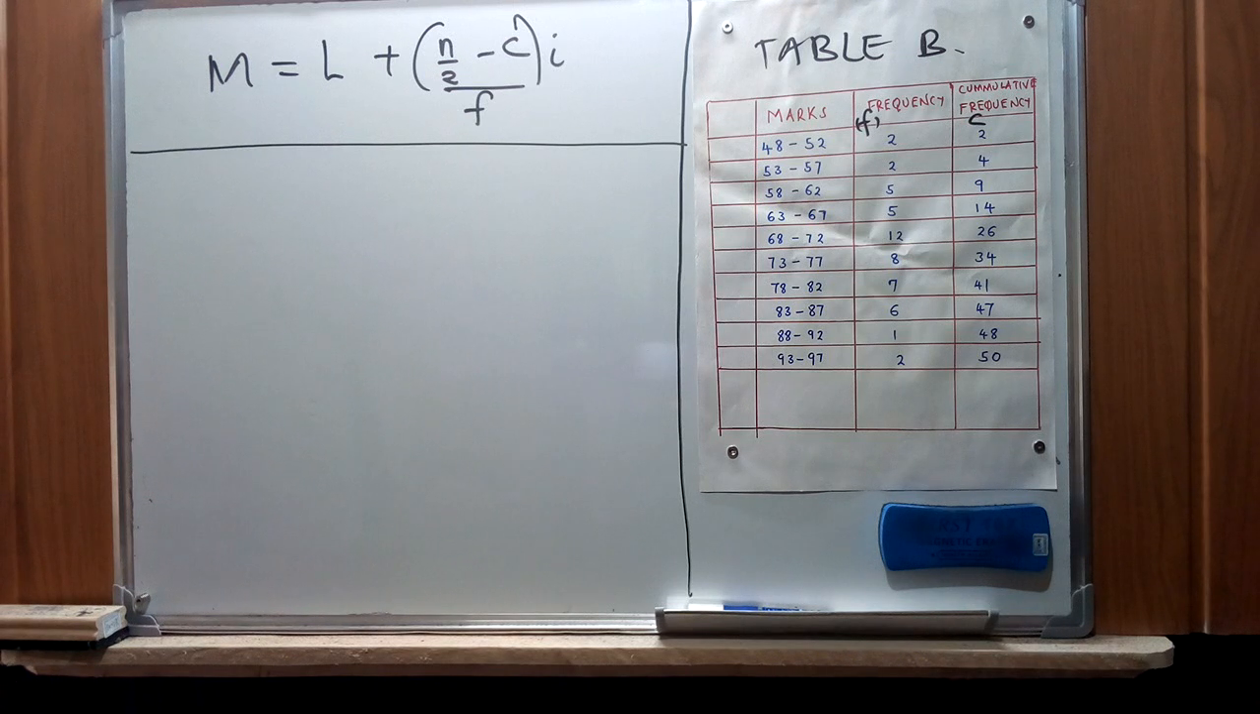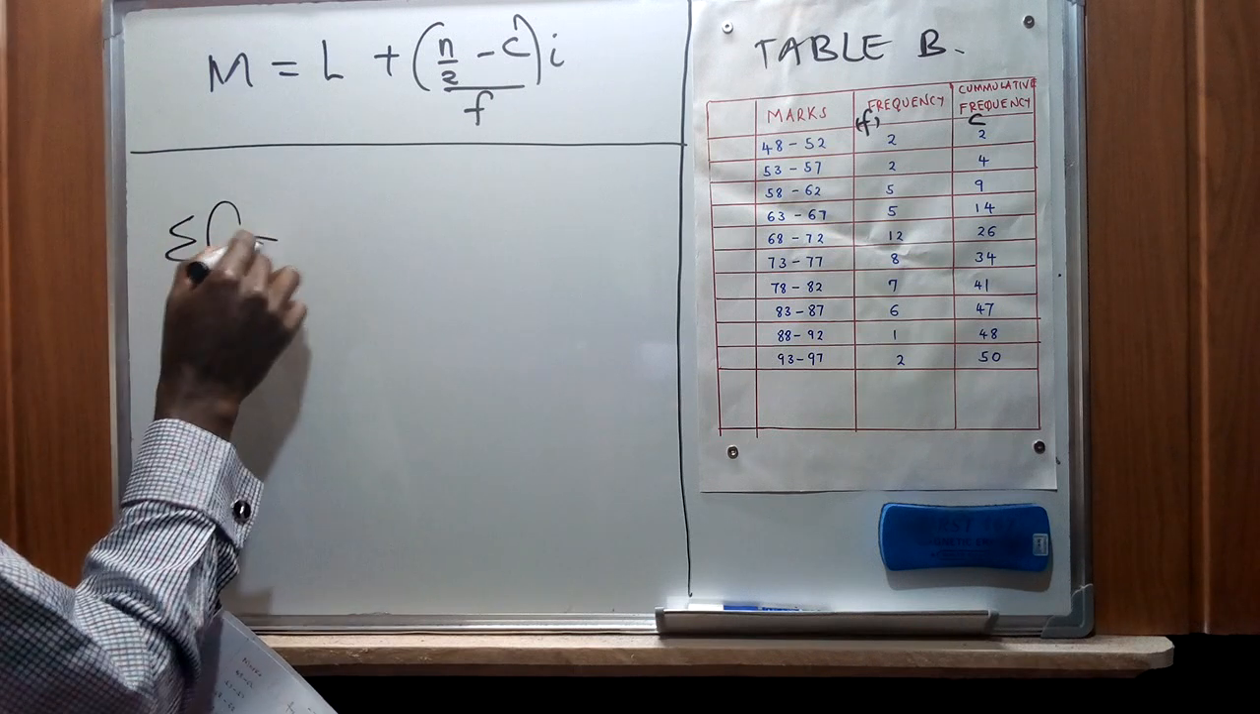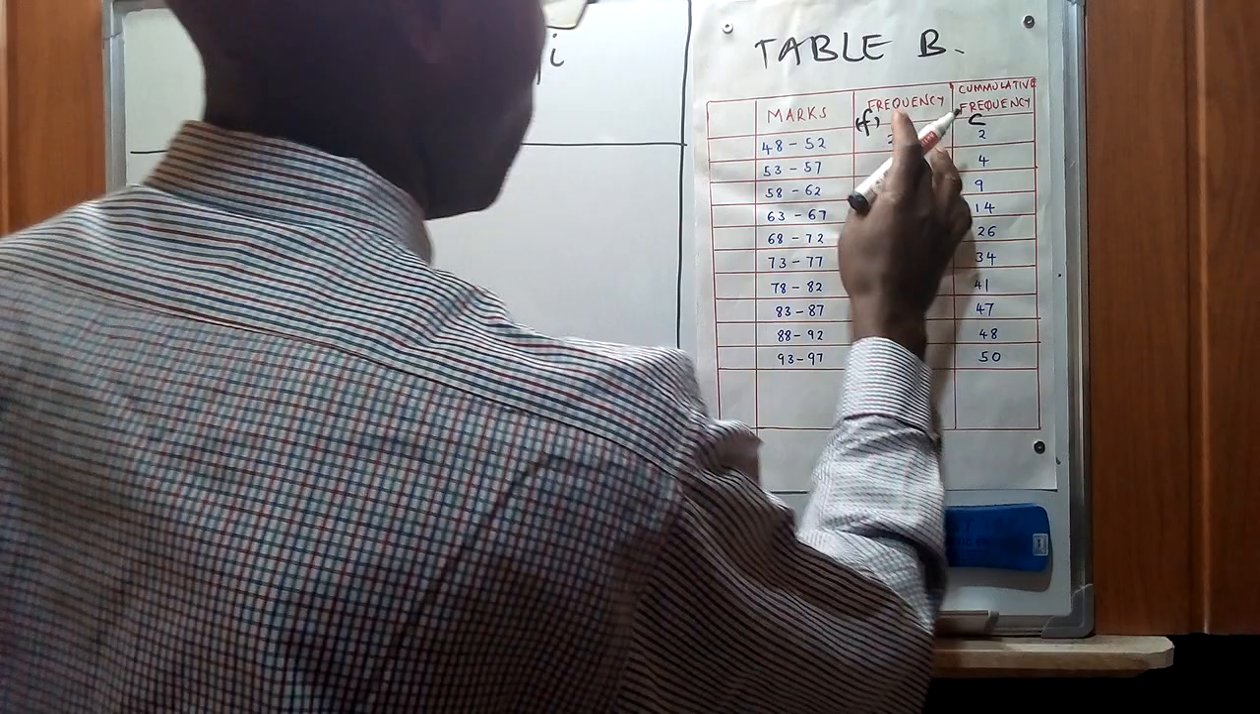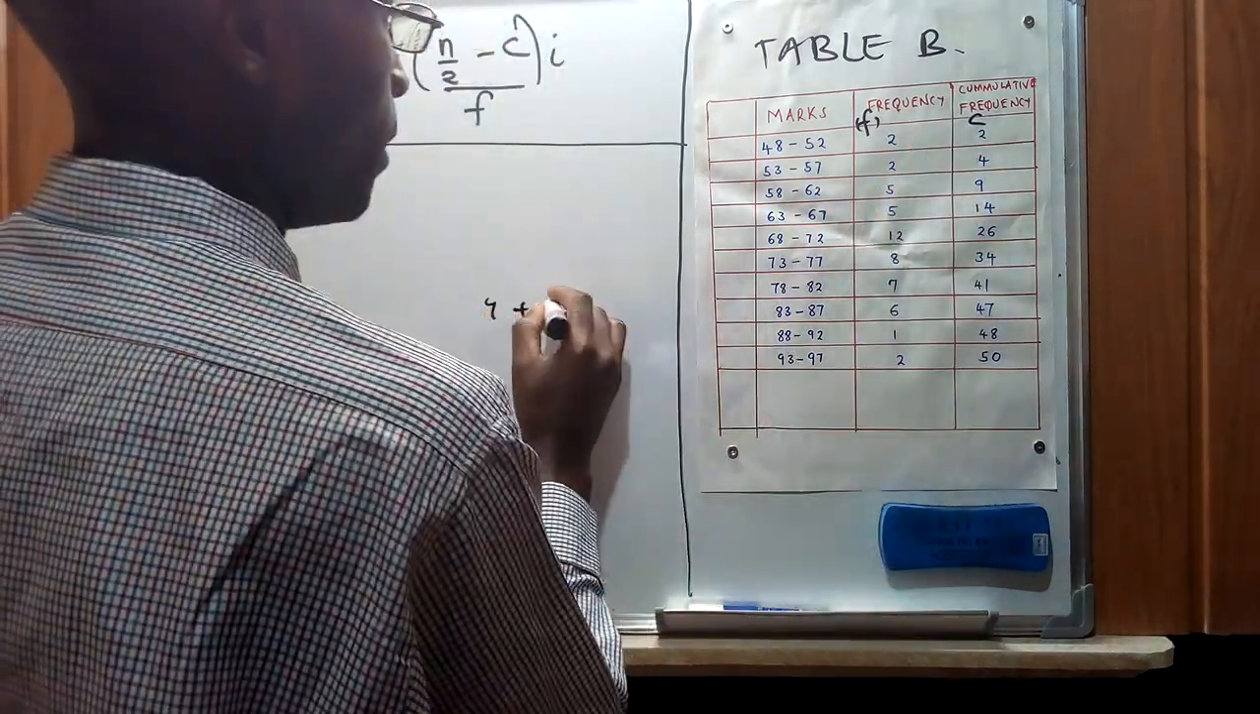Now we are going to try and identify these specific letters that we've talked about. For L, being the lower limit of the median class, let's see which is the median class in this set of data. We can find the cumulative or total frequency for that case. Let's try to see how much these figures give us. This is 9 plus 22.